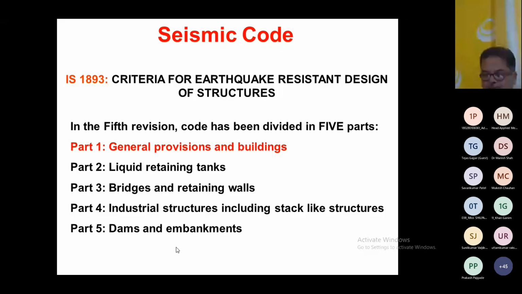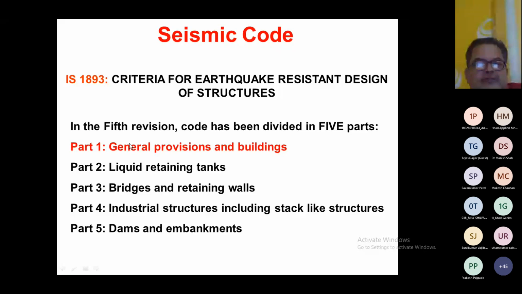Just one moment. Okay. IS 1893 is the criteria for earthquake resistant design of structures. We have a sixth revision. In the fifth revision, this code was already divided into 5 parts. Earlier there was a single code, and in 2002 when it was revised, it was divided into 5 parts, and the last revision of part 1 is from 2016.